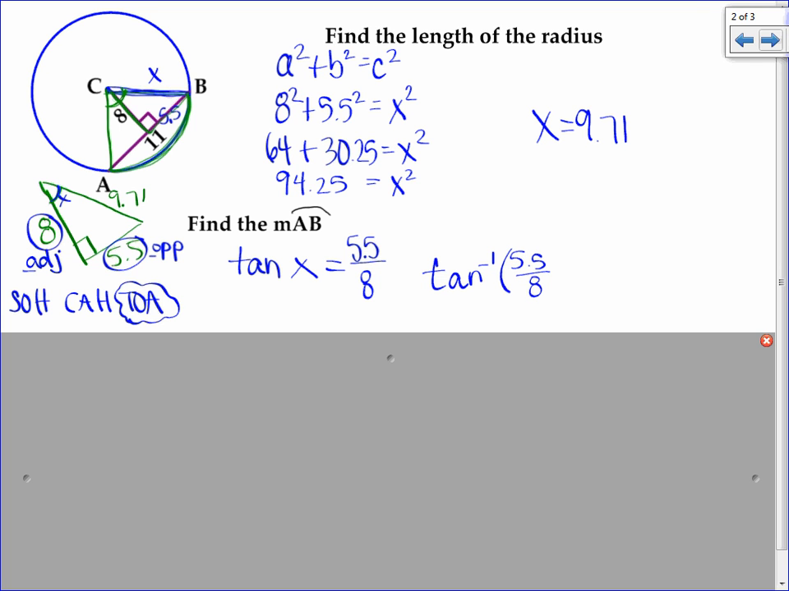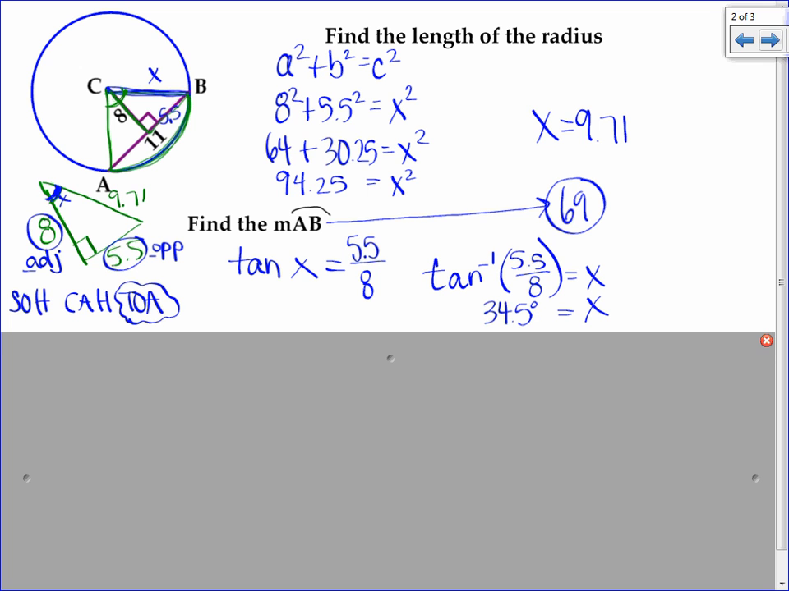Can someone do that for me? Yep, 34.5. So we just found this angle right here. Okay, but we needed to do what? We talked about this at the beginning of this problem. We need to double that. So what is the measure of AB? Okay, so we double that 34.5. Questions? Okay, SOHCAHTOA is not going away. We're going to use it in the next 2 chapters as well, so we'll get lots more practice.